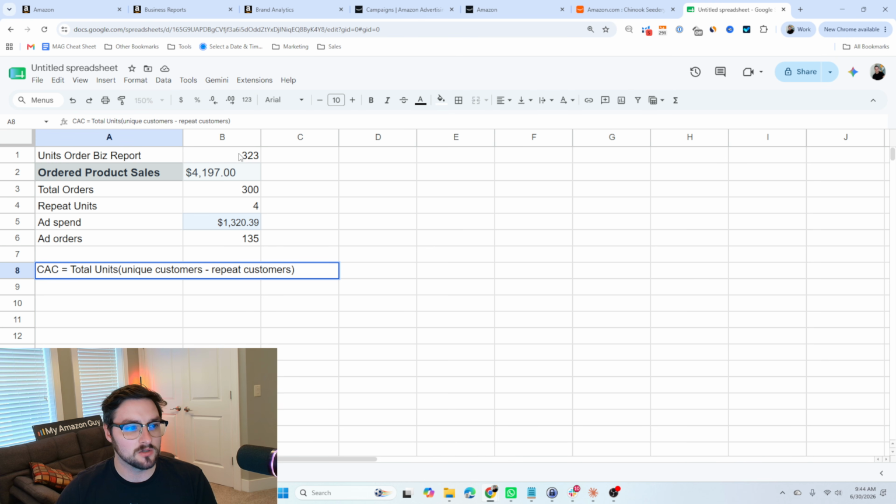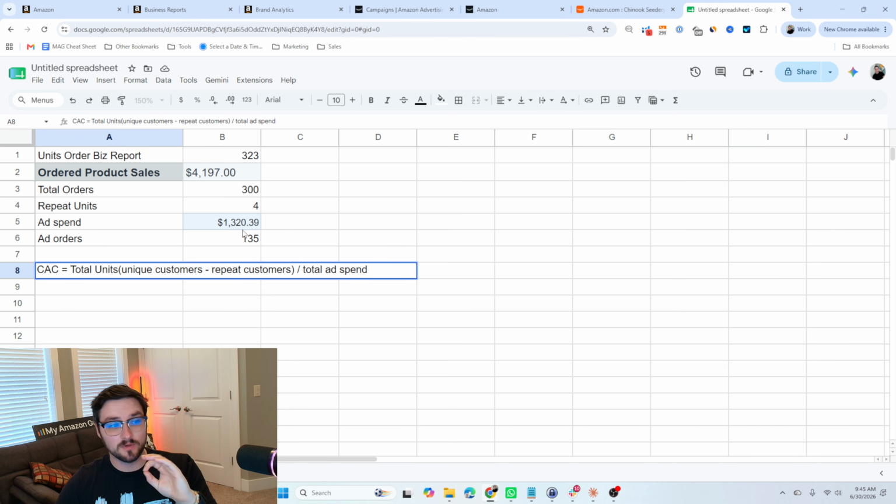So these total units are a good metric to go off of, right? We actually know the total units is 323, but we also know the repeat units here are 4. So we have 300 orders total. Of these 300 orders, we had 323 total products sold, and then we had 4 of those products be repeat unit orders. So when we're looking at this, and this is our customer acquisition cost here, we furthermore are then going to divide that by total ad spend. The purpose here is to basically take our total spend and understand how much we are actually utilizing here.